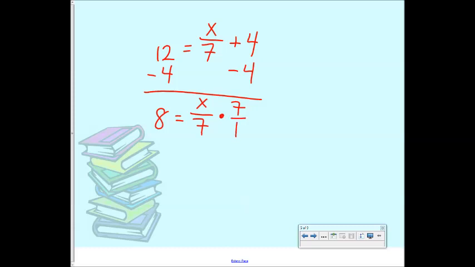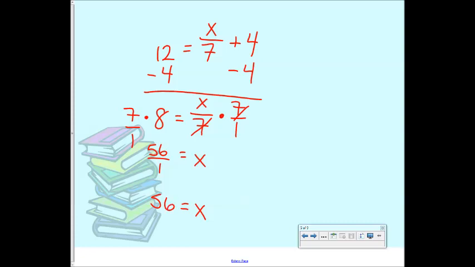So 7 over 1, which is the same as just what? 7. So over here, I'm just going to multiply by 7 over 1. What happens here? They're gone. And all I have left is x. And then over here, what's 7 times 8? 56 over 1. Do I need that 1? No. So this is the same as just saying x equals 56. That's it.